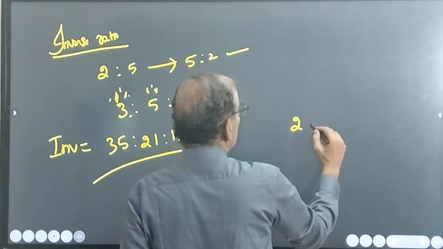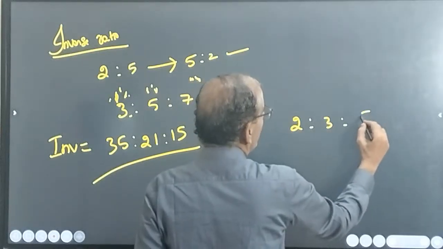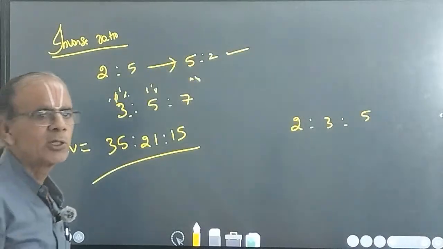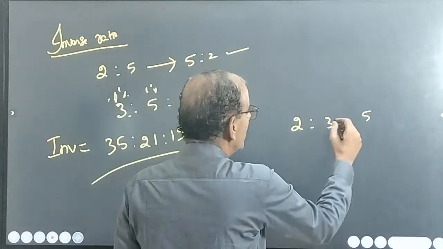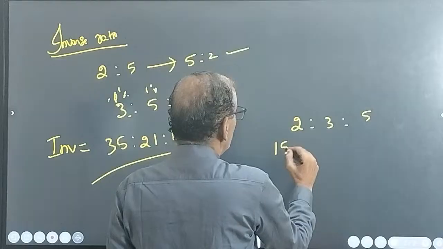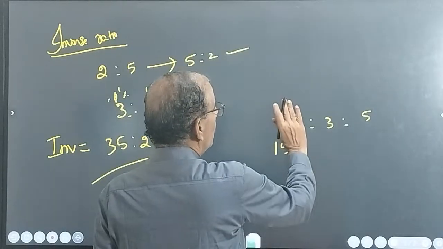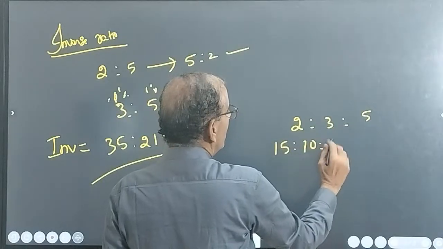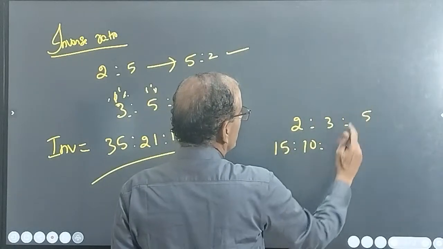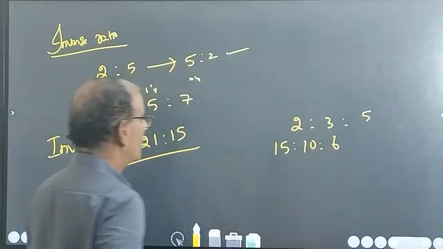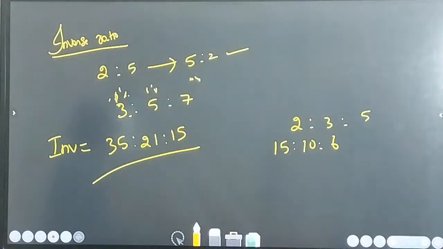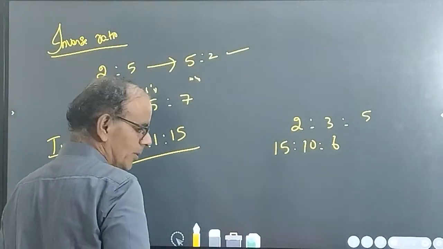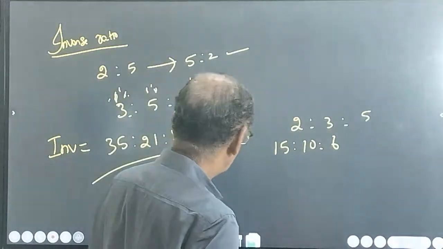Suppose 2 is to 3 is to 5. What is the inverse ratio? Hide the first number 2. 3 and 5, multiply, 15. Then move your hand like this. 2 and 5, multiply, 10. Move your hand like this. Answer: 15 is to 10 is to 6. This is how you have to do this one. Okay.